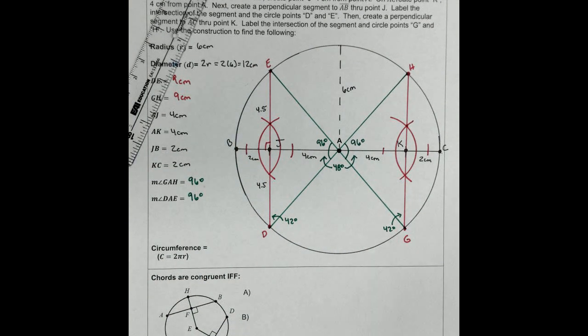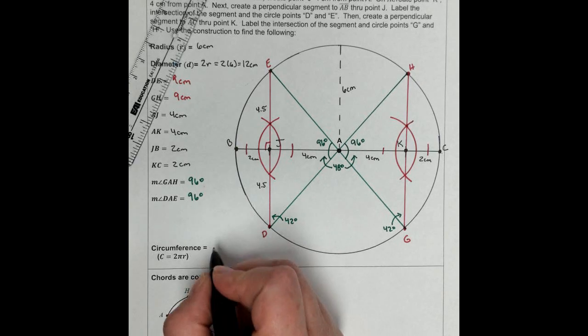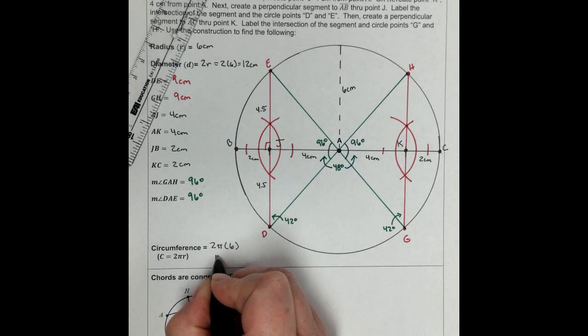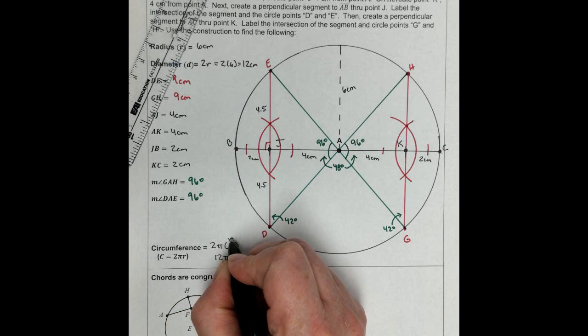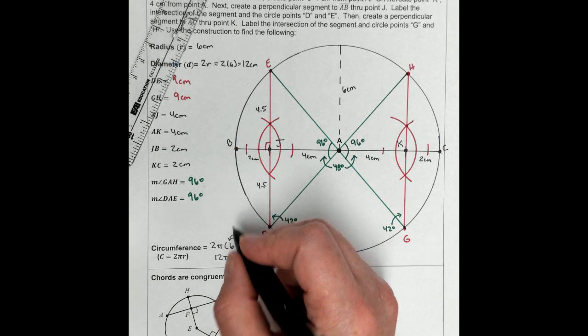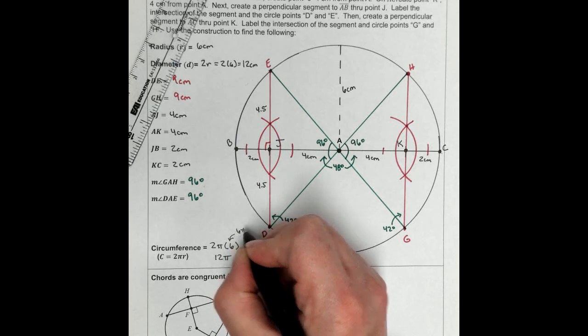And then last but not least, remember our circumference is 2 pi r, so I've got 2 pi times my radius, which is 6, so this is 12 pi. Remember that the radius is a multiplier, so it goes 6 times bigger.